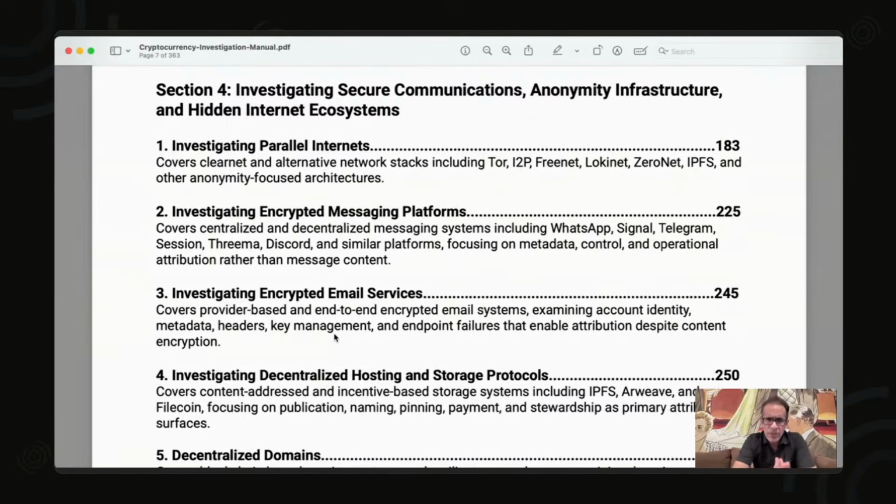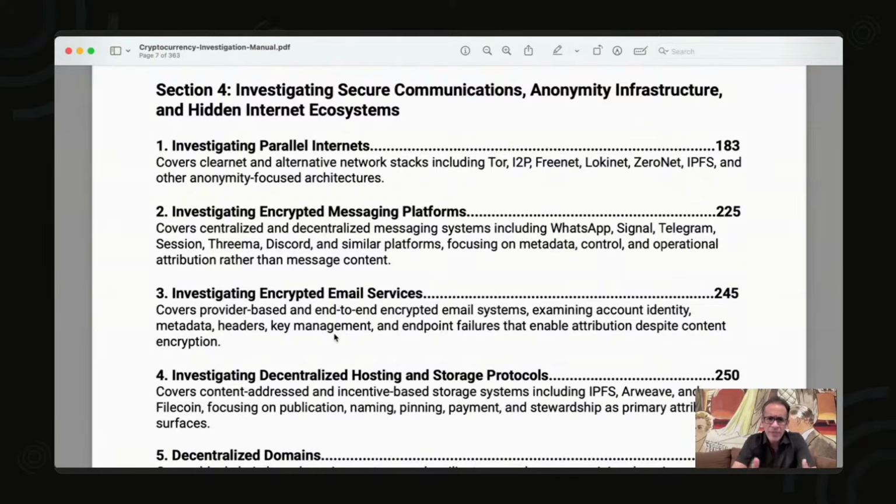For each of them, you're going to understand basically what they are from a tech point of view. And then there are checklists for if in a particular case you come across Tor, or you come across Freenet, what are you supposed to do? How are you supposed to carry your investigation forward? Then we move into encrypted messaging platforms. Almost everybody that you investigate is going to be using some kind of encrypted messaging platform.